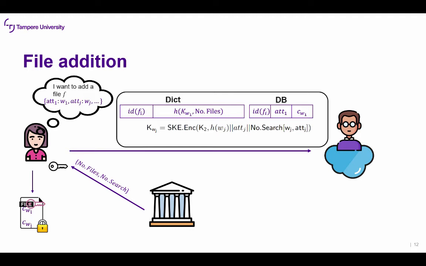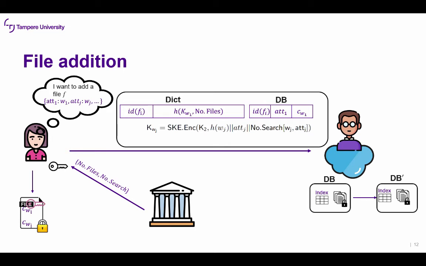So it is natural that on every search operation, this keyword key changes as the number of search values is incremented by 1. Now, after the CSP receives this information, it updates its local database to maintain all this new information. Finally, Alice sends an acknowledgement to the TA to increment the number of files for that specific keyword attribute pair by 1.